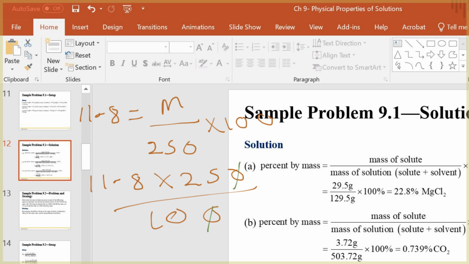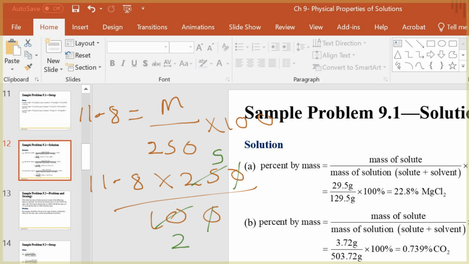0, 0 cancel out. 2, because I divide by 5. 5 into 5, 5 into 2. So 11.8 divided by 5. Then 11.8 multiplied by 5 divided by 2, you get the answer. So that's how you do this kind of mass percent question.